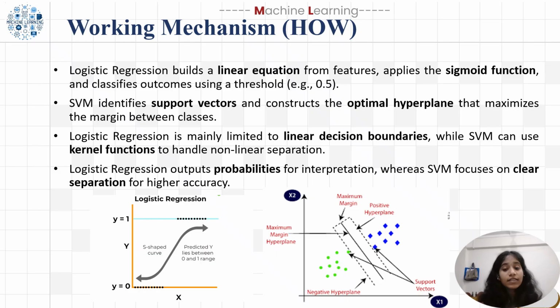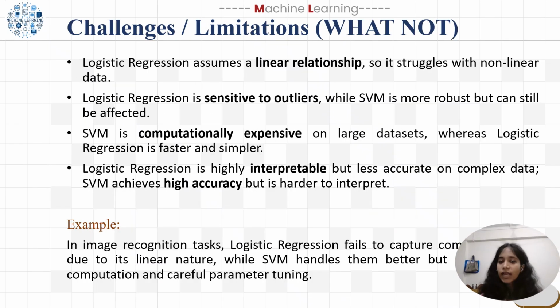Moving forward, are there any limitations to these algorithms, or are they perfectly fine? No, they're not perfectly fine. The limitations are as follows. Logistic regression assumes linearity, so if the data is complex or not linear, then the prediction is not accurate. Also, it is sensitive to outliers. To sum up in a sentence, logistic regression works poorly with big data sets and complex data sets.